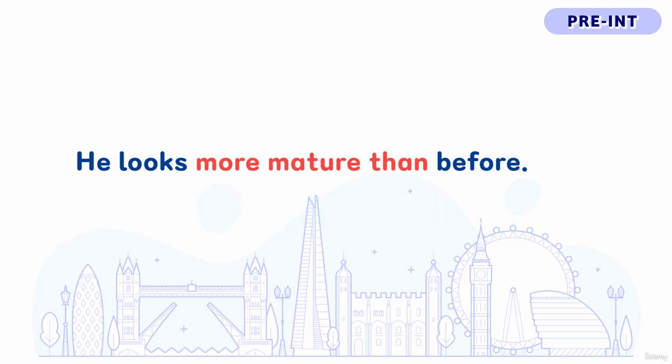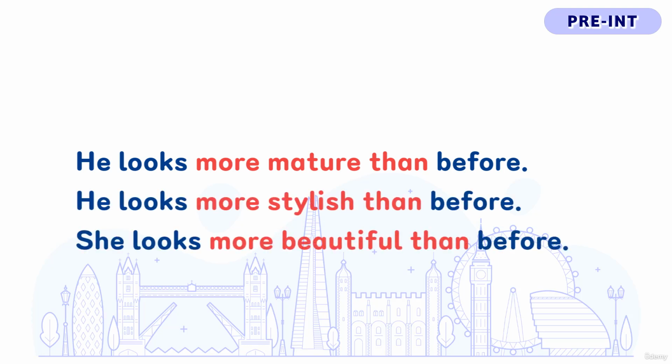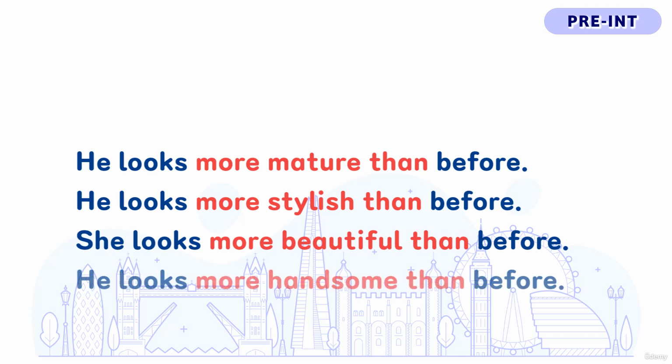Here are a few more example sentences. He looks more stylish than before. He looks more beautiful than before. He looks more handsome than before. Each of these adjectives have two or more syllables, so we add the word more in front of the adjective to make a comparative form.